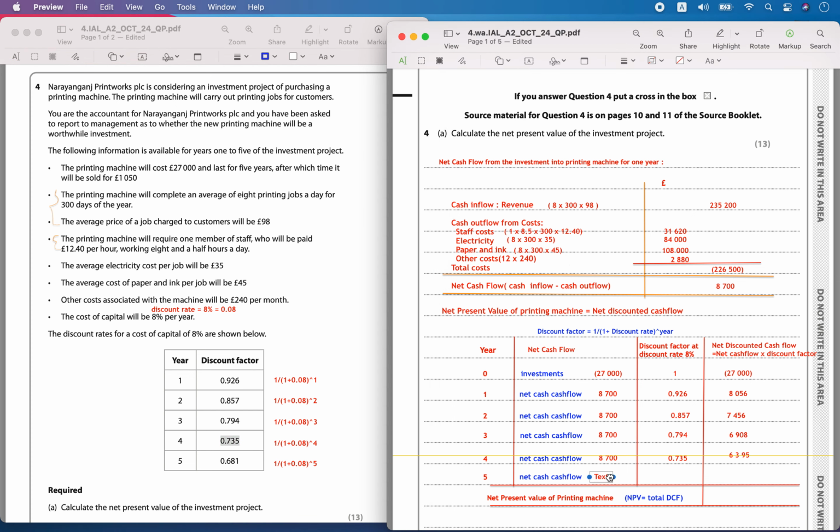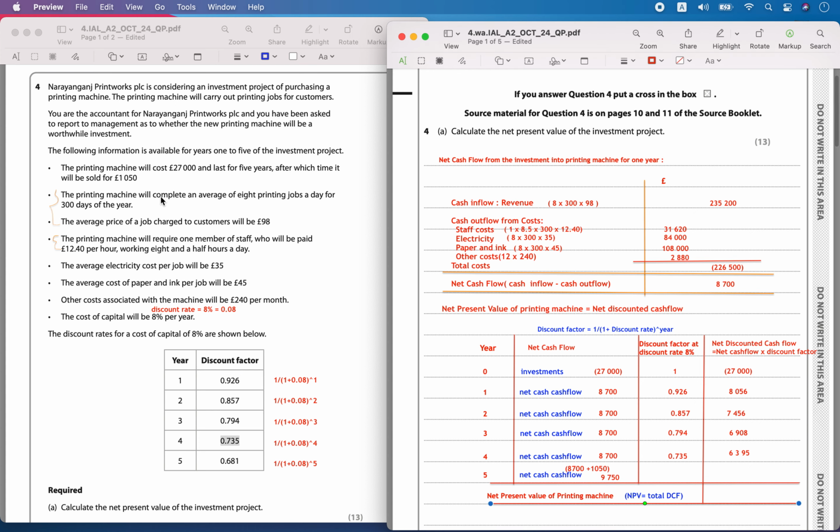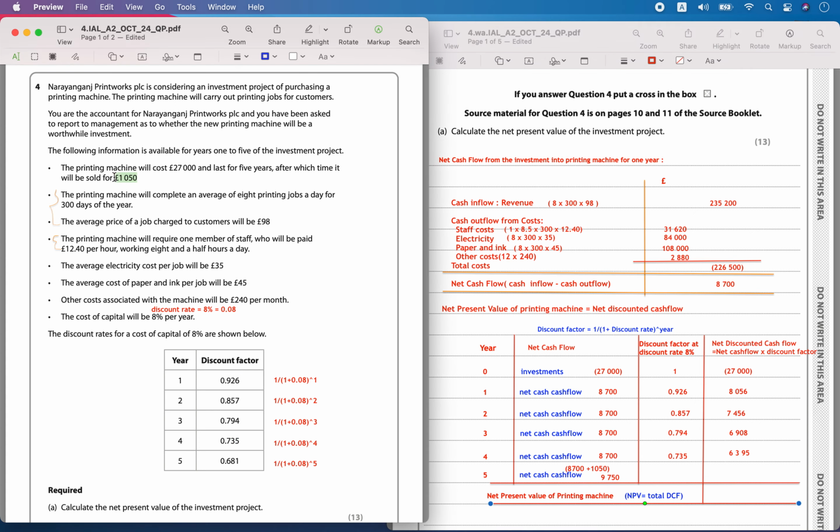Okay, so in the fifth year, what you are going to do is, the net cash flow is 8,700. And you're also going to get 1050 extra. So it is equal to 9,750 in the fifth year, because they are saying that it is going to be sold for this much. 1050. So there will be a cash inflow at that time. So 8,700 plus 1050, that is 9,750 will be the net cash flow.